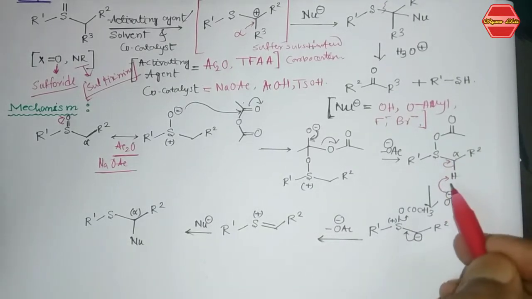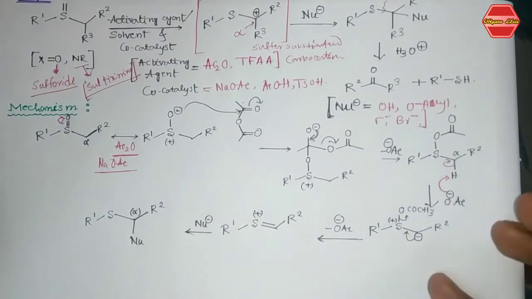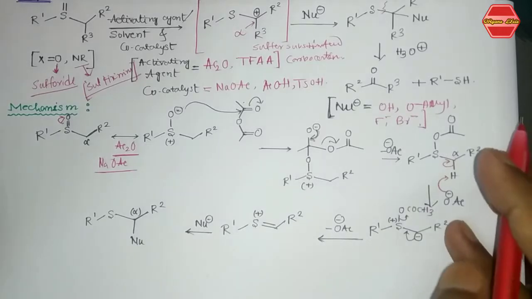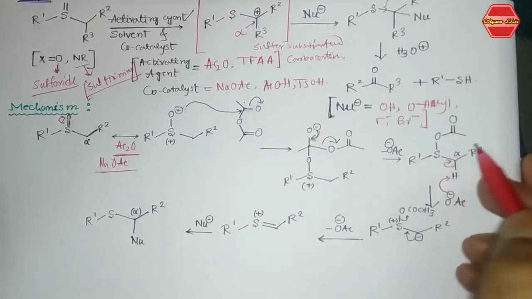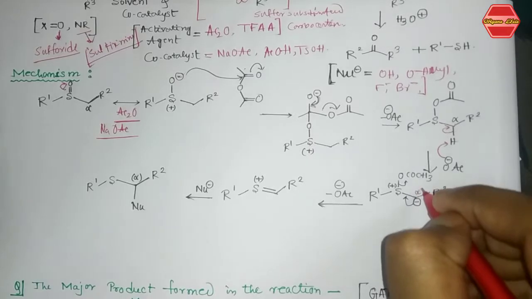Okay, this OAc minus is free, it will take a proton. This is because this is an acidic proton, and that is why it leaves from the system. And here you get the negative charge over this alpha position. Now, okay, this is your alpha position.